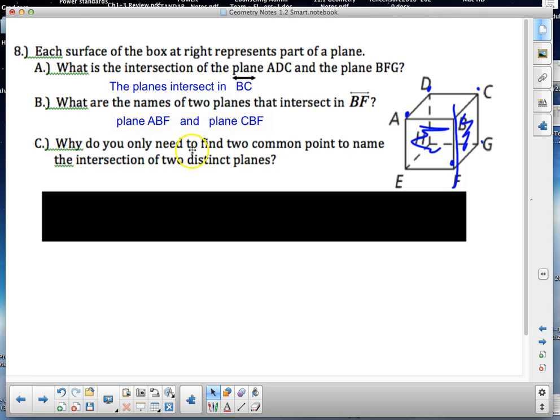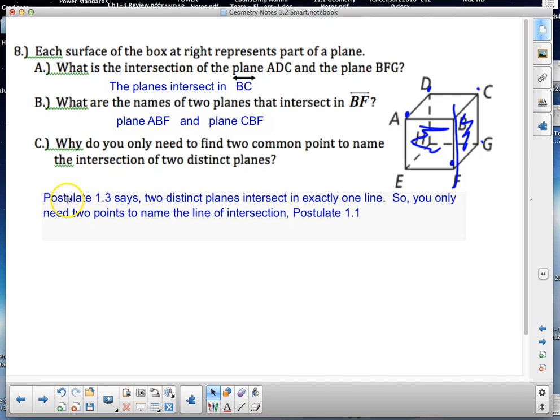Now, why do you only need to find 2 common points to name the intersection of 2 distinct planes? Well, when planes intersect at a line, 2 points define a line. So postulate 1.3 says 2 distinct planes intersect in exactly one line. So you only need 2 points to name the line of the intersection. That's by postulate 1.1.